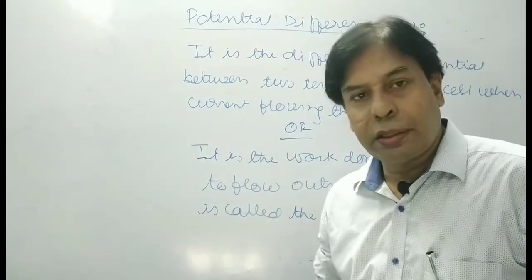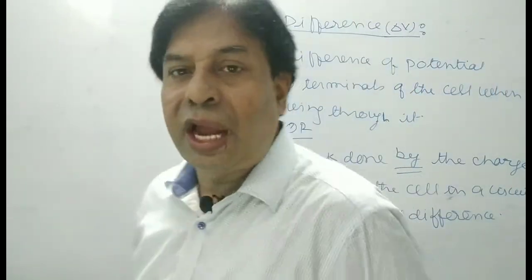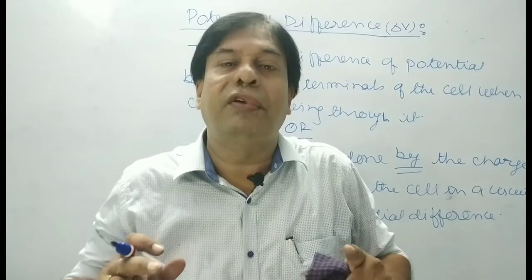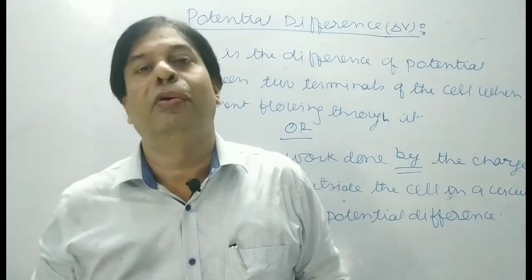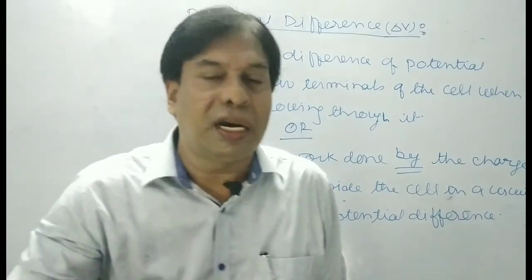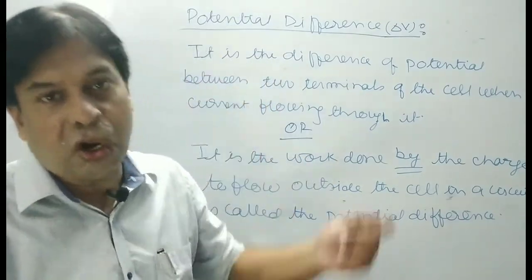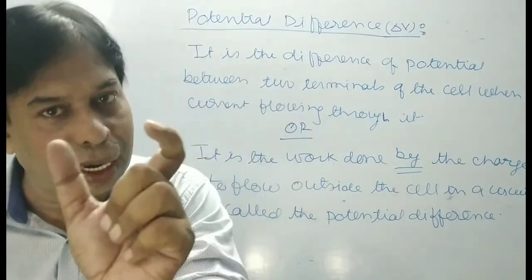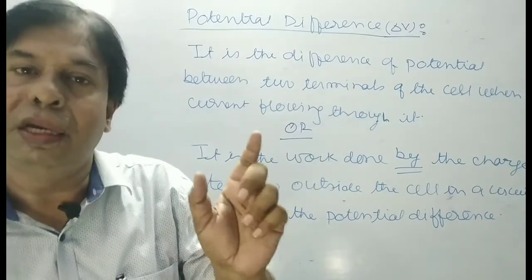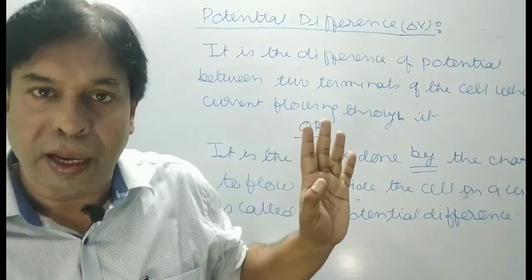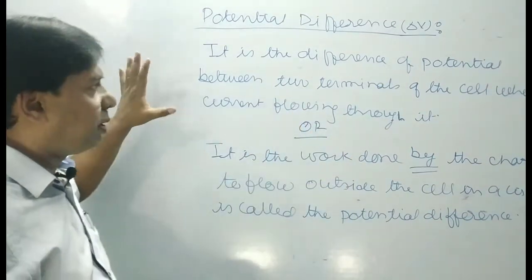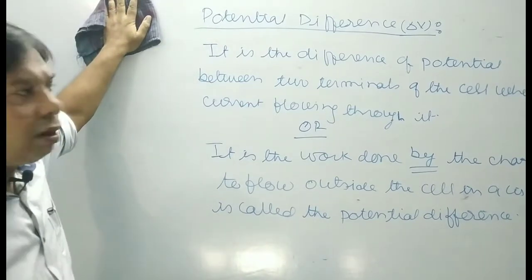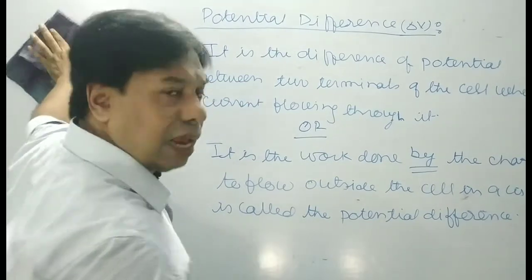बातें समझ में आ रही है? एक बात सदा ध्यान रखिए, जब ईएमएफ होता है तो एनर्जी स्टोर होता है बैटरी में. जब हम लोग पोटेंशियल डिफरेंस निकालते हैं तो एनर्जी यूज होता है. तो वर्क डन ऑन द चार्ज, माइंड द वर्ड ऑन, इज ईएमएफ. वर्क डन बाय द चार्ज, माइंड द वर्ड बाय, इज पोटेंशियल डिफरेंस. ठीक है. Now let us differentiate the EMF and potential difference. Can I?